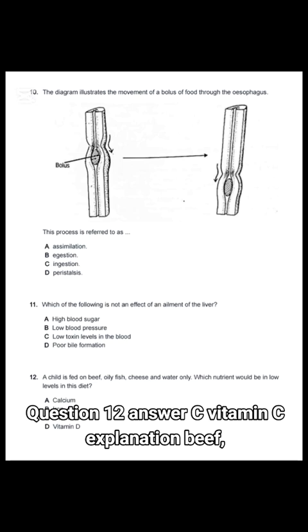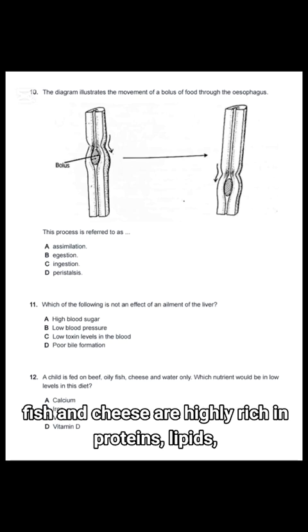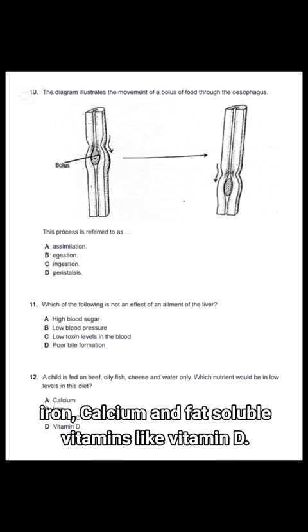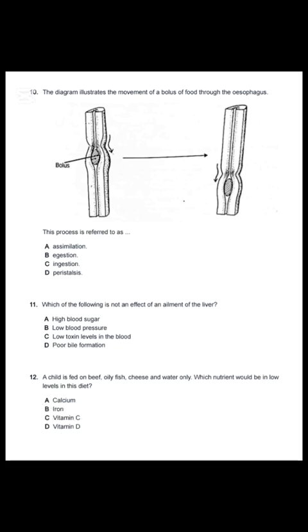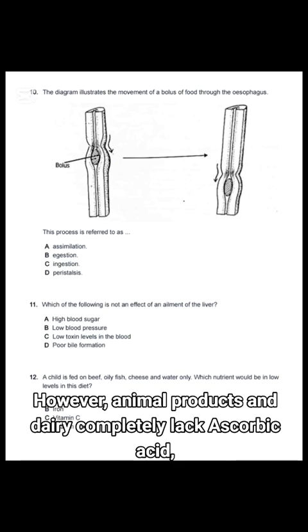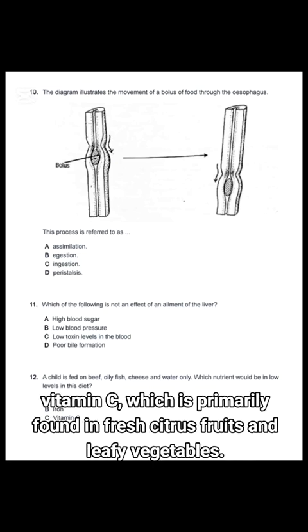Question 12. Answer: C. Vitamin C. Explanation: beef, fish, and cheese are highly rich in proteins, lipids, iron, calcium, and fat-soluble vitamins, like vitamin D. However, animal products and dairy completely lack ascorbic acid, vitamin C, which is primarily found in fresh citrus fruits and leafy vegetables.